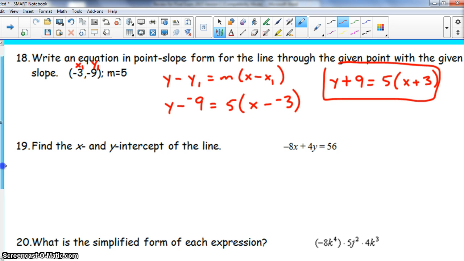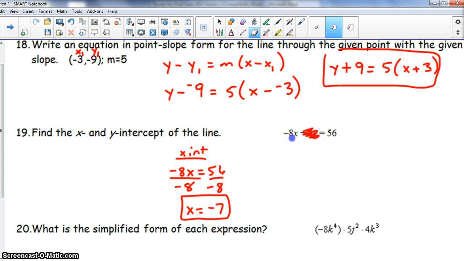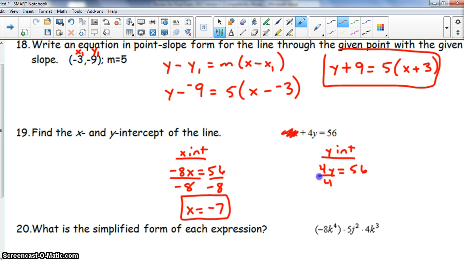Find the x and y intercept. Well, to find the x-intercept, we really just cover up the y, and we're left with negative 8x equals 56. We divide by negative 8, and we get x to equal negative 7. That's where that line will cross the x-axis. Then, to find the y-intercept, we cover up the x, and we're left with 4y equals 56. Divide by 4, and y equals 14. So it crosses the y-axis at 14.